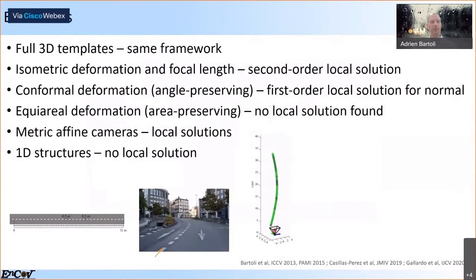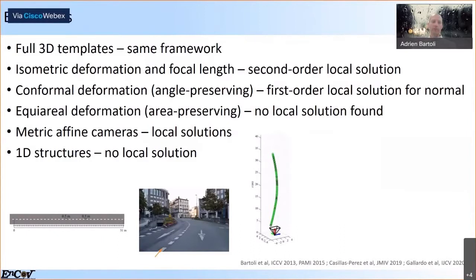And this framework, SfT, has been extended in a number of ways, of course, to 3D templates. We have used it as well to calibrate the camera online, so we are able to compute the focal length. We're able to handle more advanced deformations than isometry. So conformal deformation, which preserves not length but angles. This is a weaker assumption. Equiareal deformations, which preserve local areas, so it's even weaker.